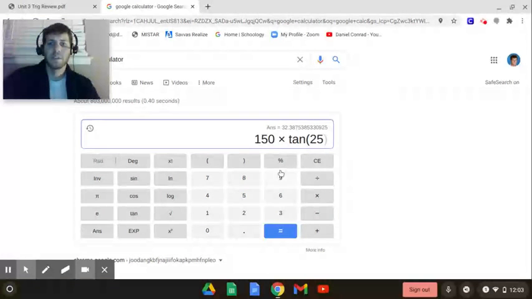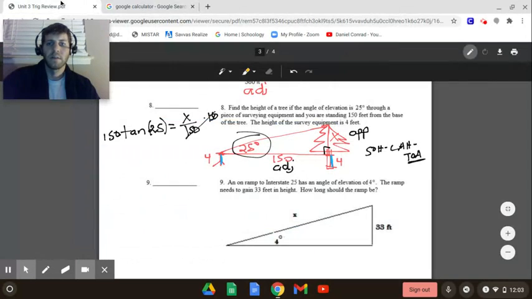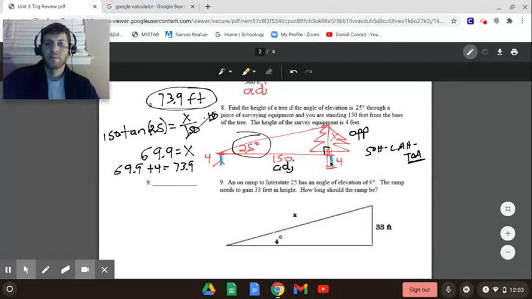Make sure you're in degrees. That's going to be 69.9 feet, so 69.9 equals x. Then we have to add 4, so we do 69.9 plus 4, and that gives us 73.9 feet, because you want the total height of your tree here.